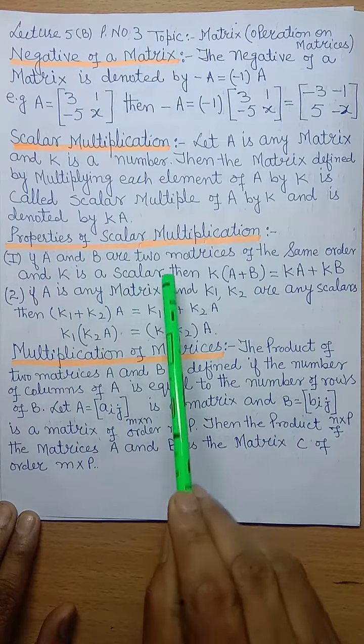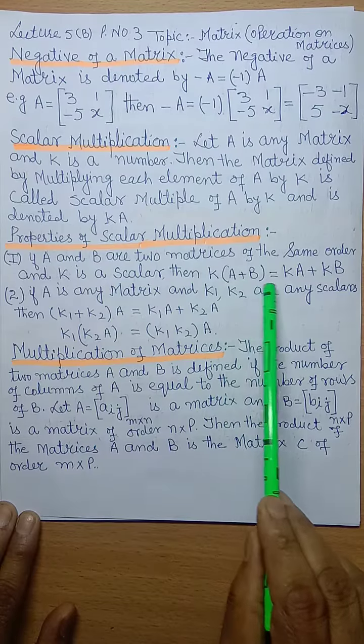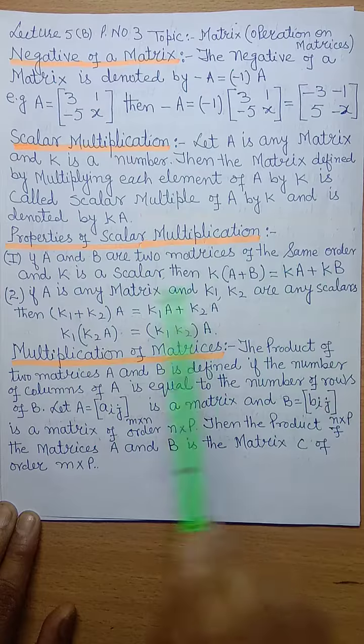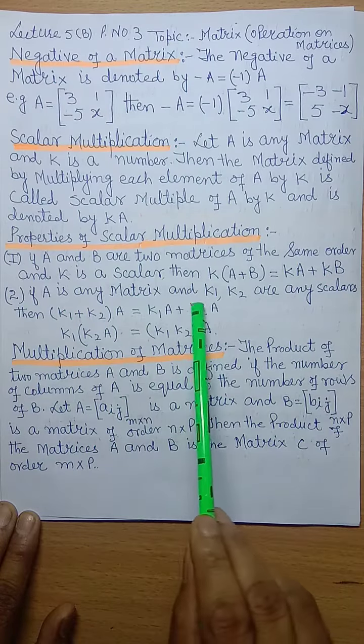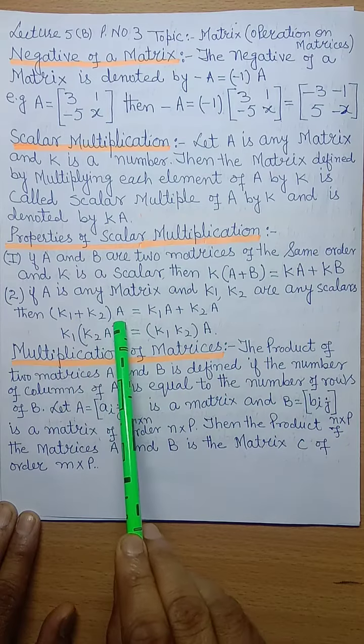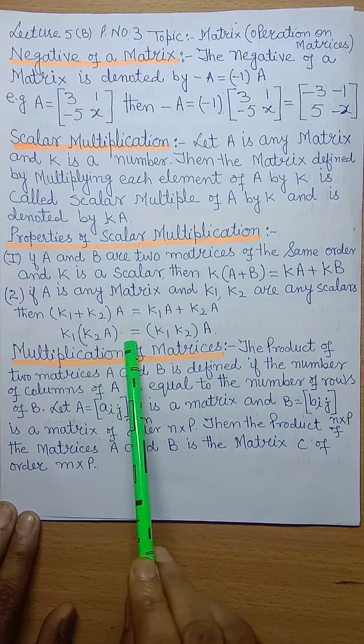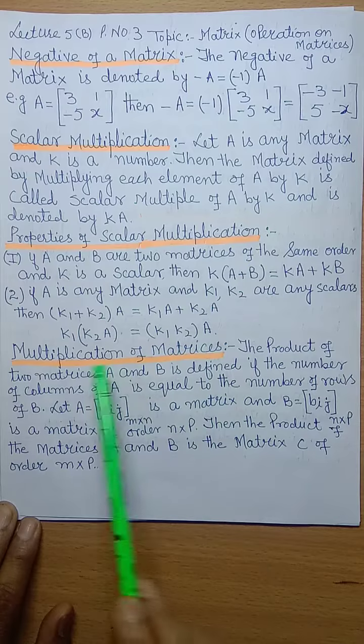Properties of scalar multiplication. If A and B are two matrices of same order and K is scalar, then K into A plus B is equal to KA plus KB. If A is any matrix and K1, K2 are any scalars, then K1 plus K2 into A is equal to K1A plus K2A. K1 K2 A is equal to K1 into K2A.